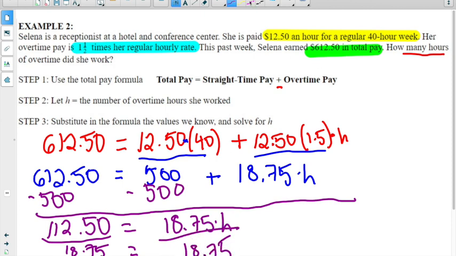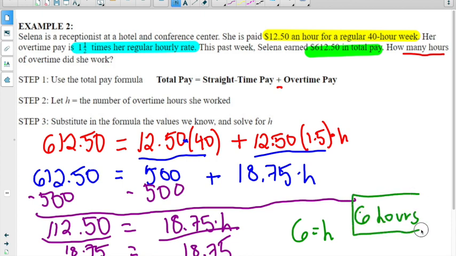Change colors real quick for our final step. And when we divide both sides by 18.75, 112.50 divided by 18.75 gives us 6 for h. So she worked 6 hours of overtime in this example. Okay.